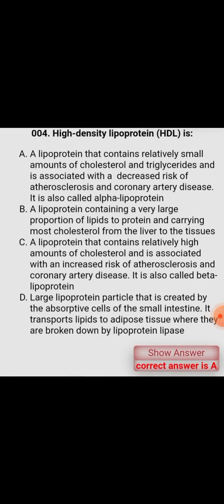High density lipoprotein is a lipoprotein that contains relatively small amounts of cholesterol and triglycerides and is associated with a decreased risk of atherosclerosis and coronary artery disease. It is also called alpha lipoprotein.